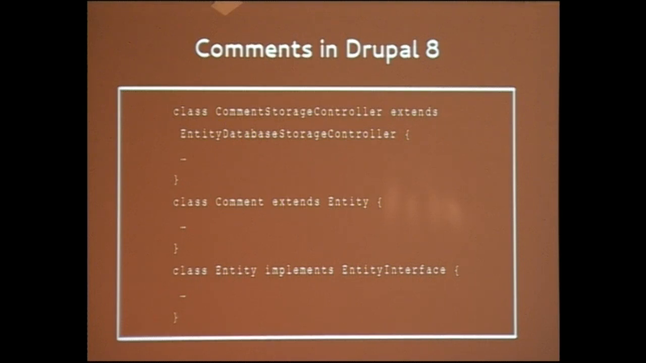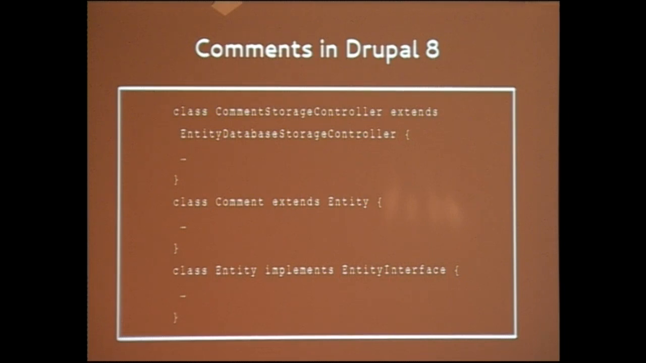And again, we have an entity database storage controller in core, which comes with reasonable defaults, which does full CRUD for you automatically once you have specified an entity type with schema, just as it works in the entity API module now. So that is pretty much where we are now.